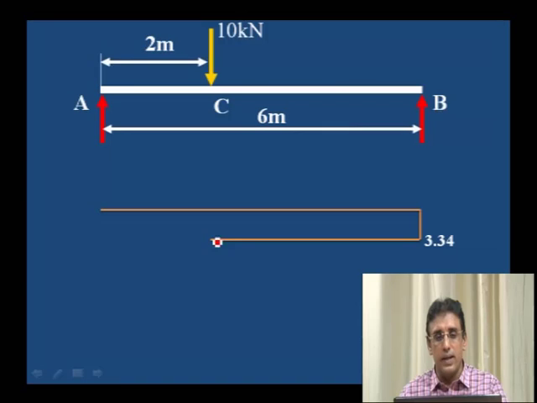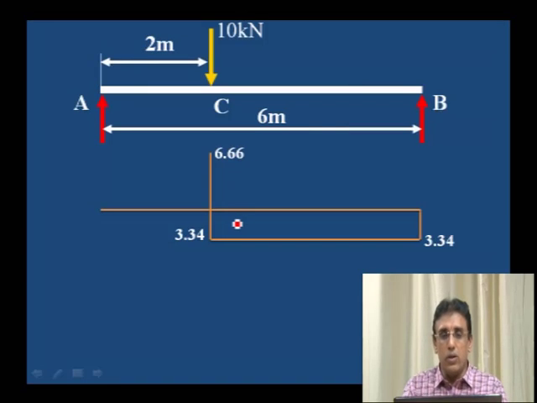At C it suddenly changes to 6.66. But you should see 6.66 plus 3.34, total should be 10. The total drop should be equal to 10 kilonewton. In the previous session I also explained, wherever the point load is acting, at that particular place the vertical drop should be equal to the load. Here 6.66 plus 3.34 is equal to 10 kilonewton.